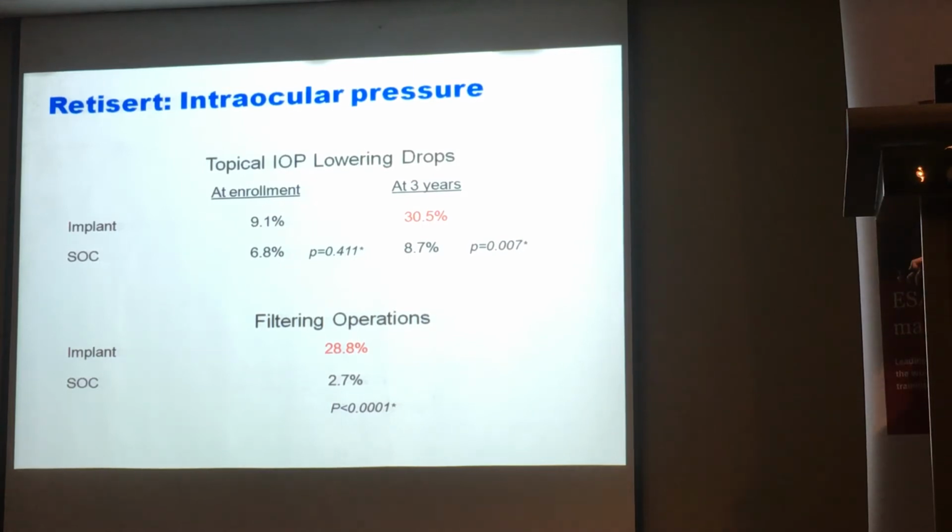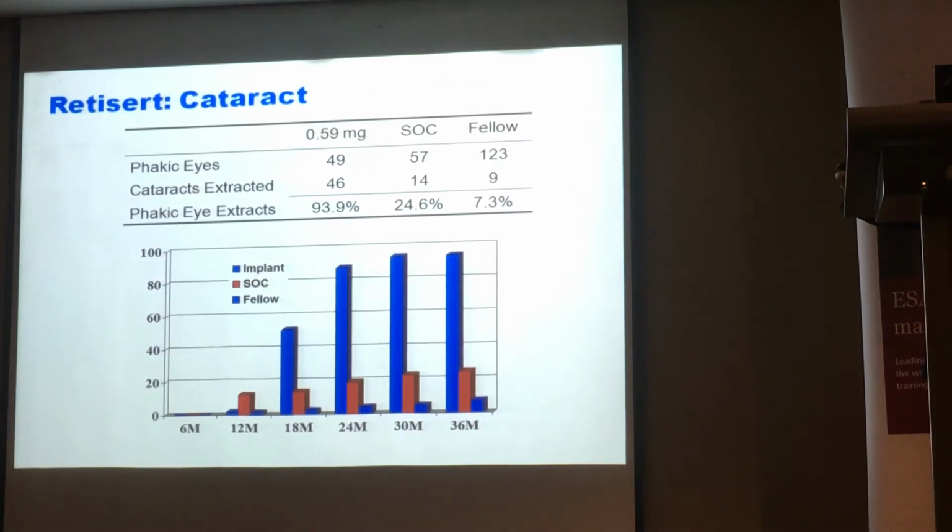So at 3 years, 30% with the implant will need IOP lowering drugs versus 8.7% with standard of care, which is statistically significant. 30% required a filtering operation. So this is not minor increases in pressure. This was a significant increase in pressure and may not be controlled with drops. So that's the key difference. If you look at this 30%, you tell the patient, you may need a filtering operation. That's quite high. That's quite alarming. And of course, cataract, 94%.